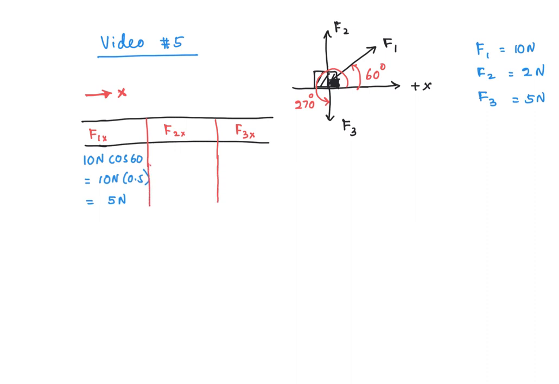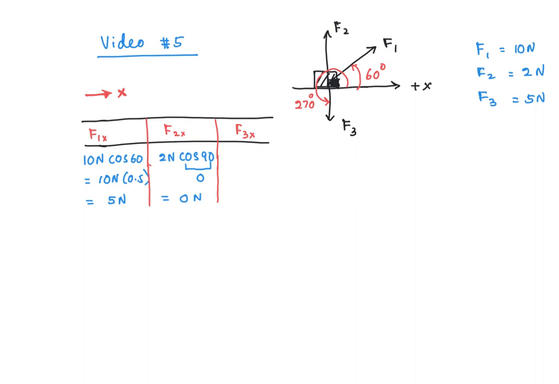And then the second vector is F2. F2 is 2 newtons. So here we go, 2 newtons, cosine, and the angle is 90. Cosine 90, if you use your calculator, you will see it's 0. So 2 times 0 equals 0. As we expected, any force that points along the perpendicular direction does not contribute to that component. There's no x component because F2 is perpendicular to the x-axis.